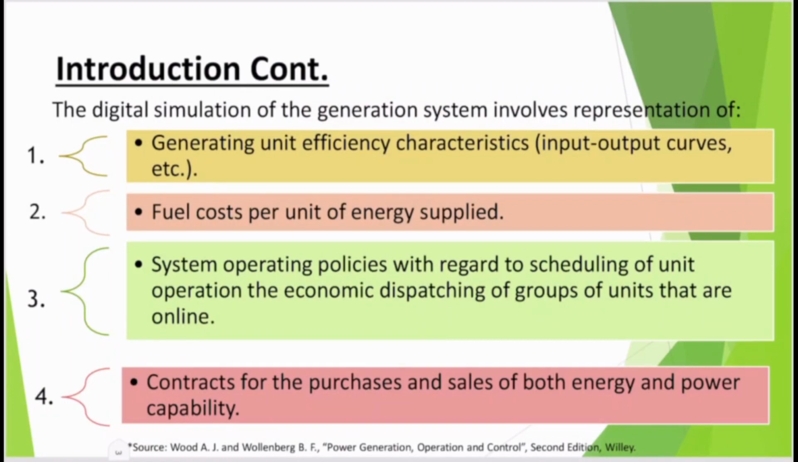It involves representation of generating unit efficiency characteristics that we have already discussed in the past: input-output curves, fuel cost per unit of energy supplied. Because you might have seen, initially I told you that this is a non-linear characteristic, AP square plus BP plus C, sometimes it is linear, sometimes it is quadratic, and those characteristics are not available to you for a given site or a plant that needs to be generated. So our focus is how to generate that characteristic, which is the heart of your optimizing process.